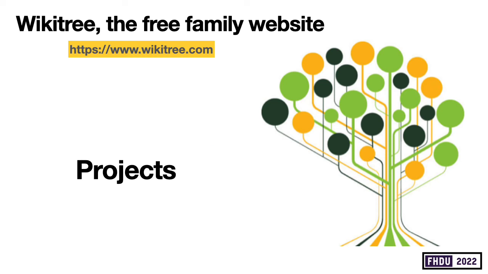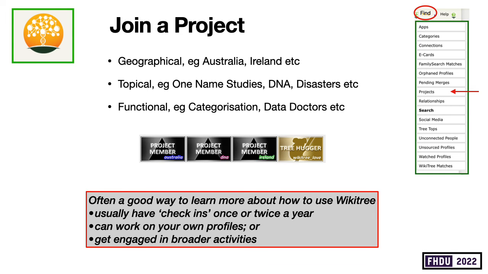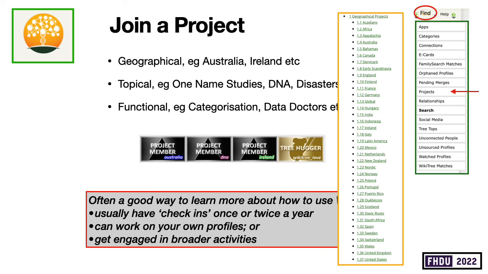Now, I mentioned at the beginning that WikiTree was a fabulous place for collaboration with other genealogists, and projects are a great example of that. On WikiTree we have a whole lot of different projects that you can join, and they're a great way to learn about WikiTree. You can work on your own profiles, or you can get involved in working on broader activities and improving other profiles in the project.